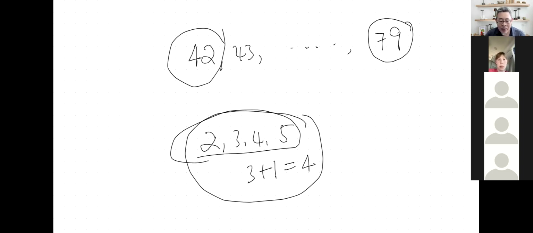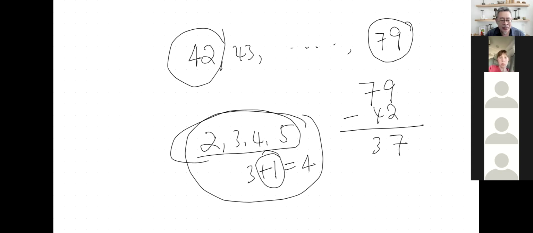Okay, so on this one, we just go 79 minus 42. That gives us 37. Remember, we have to add 1 to it. So we add 1, we get 38. Okay, so now let's see.